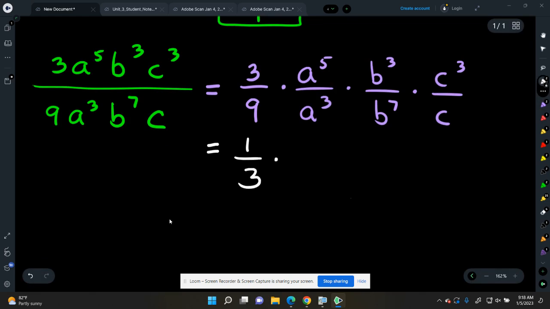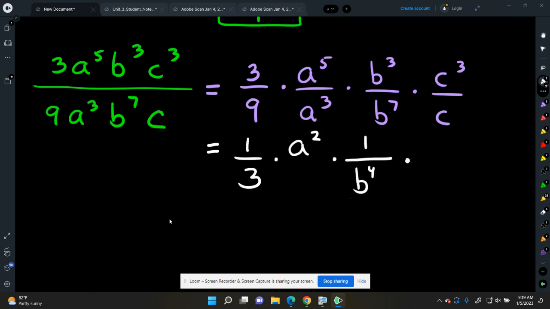Okay. Annabella, what's a to the 5th over a to the 3rd? A to the 2nd. Is it on the top or bottom? The top. Yeah, there's more a's up top, so whatever I'm left with is going to be up top. So a to the 2nd up top. B to the 3rd over b to the 7th. Sam. That'd be b to the 4th on the bottom. Good. Put a 1 on top.